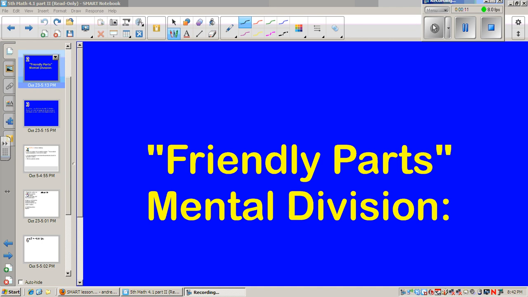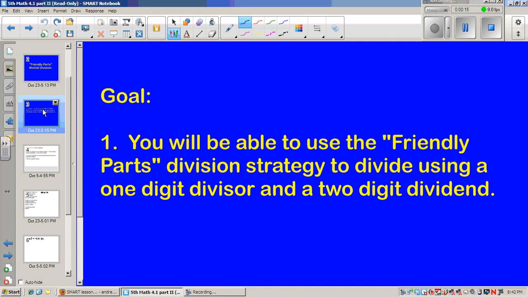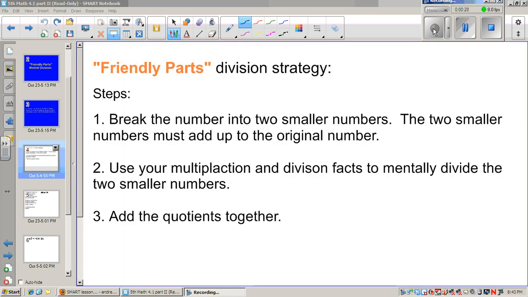Today we're going to be doing a lesson about the friendly parts mental division strategy. This is a mental division strategy where we use the friendly parts of a number. There's just one lesson goal today: you will be able to use the friendly parts division strategy to divide using a one-digit divisor and a two-digit dividend. Let's jump right into the steps.